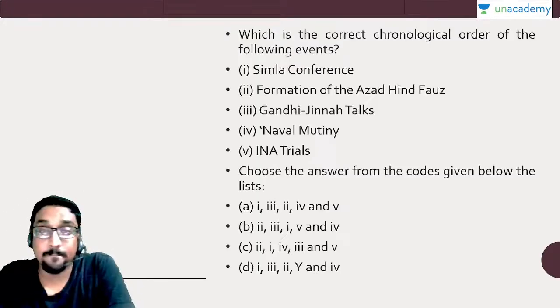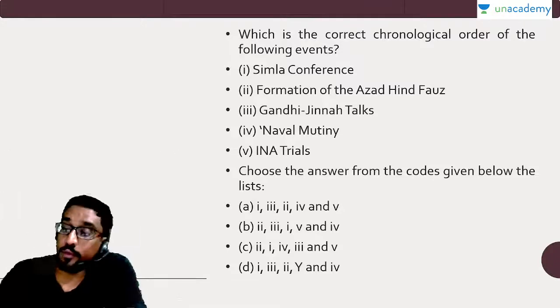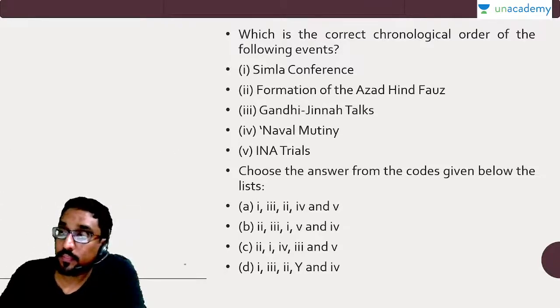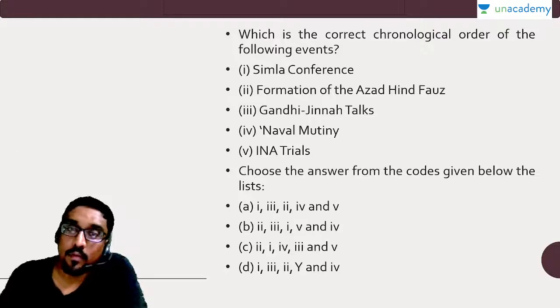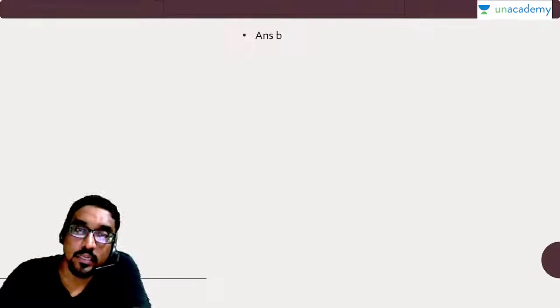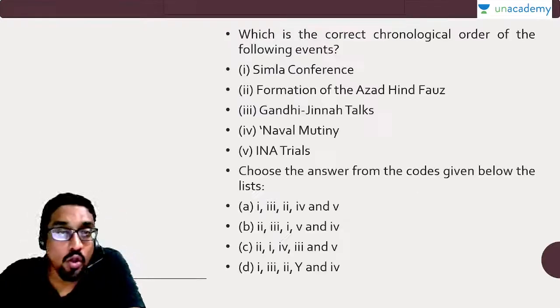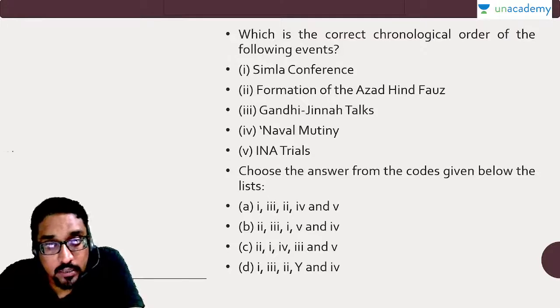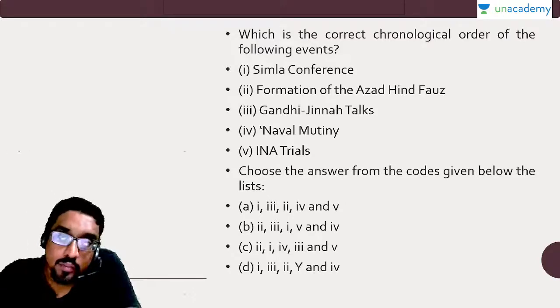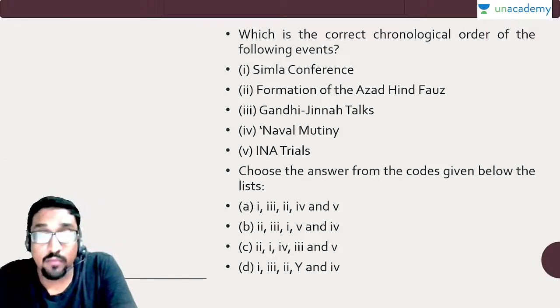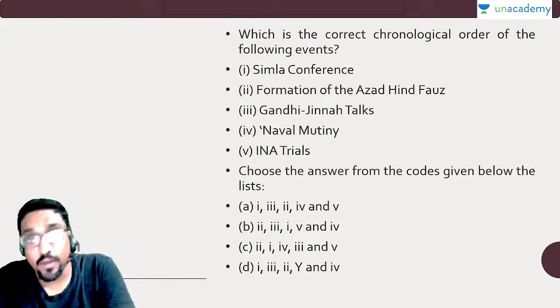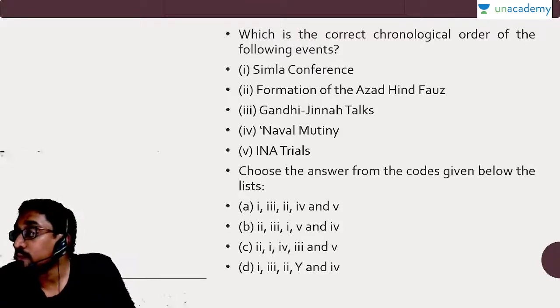The answer is B. Formation of Azad Hind Fauj, Gandhi Jinnah talks, the Shimla Conference, also called the Wavell Conference, the INA trials, and last is the naval mutiny, 1945.